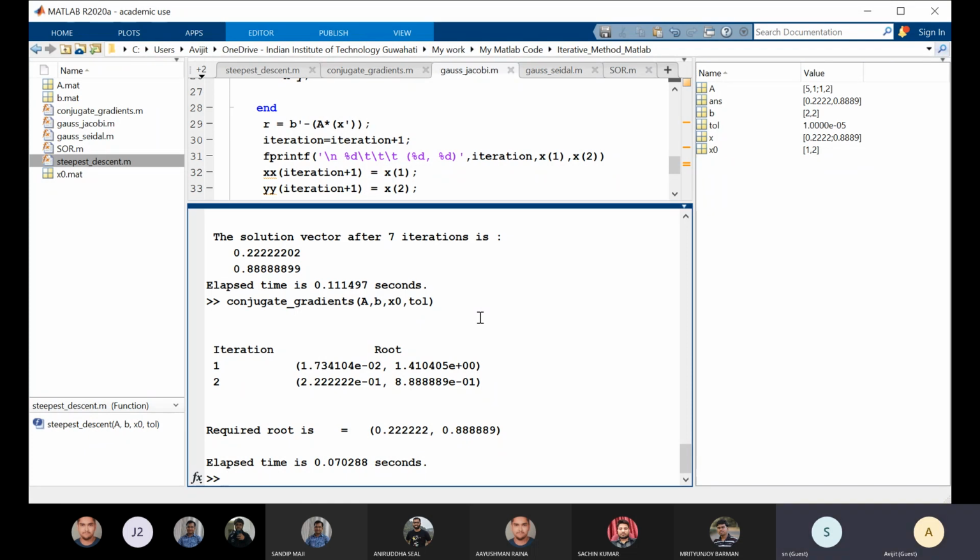Actually, in our research, we have to use 1024 or 2048 mesh points. In that case, the system of equations has 1024 by 1024 dimension. So if you want to solve this, you should use conjugate gradients or GMRES and these methods.